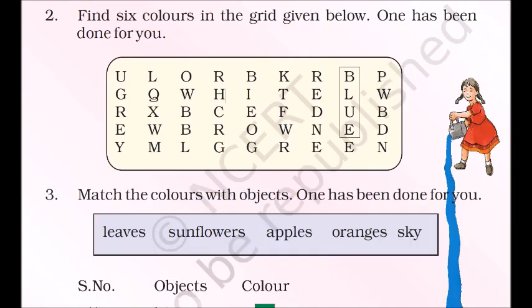Find 6 colors in the grid given below. One has been done for you. इस ग्रिड में से आपको 6 कलर निकालने हैं. एक बनाया हुआ है जैसे ब्लू and white and brown and grey, green, red.